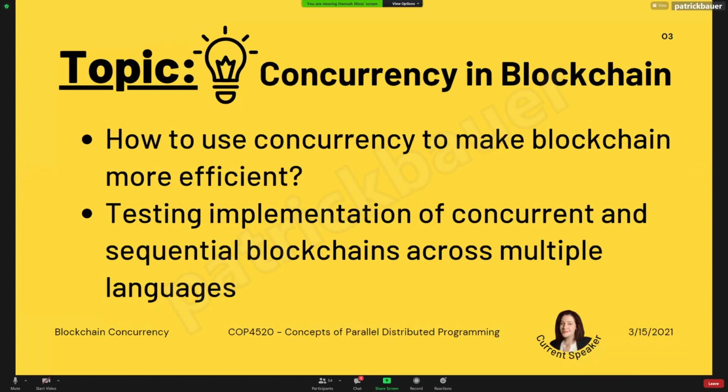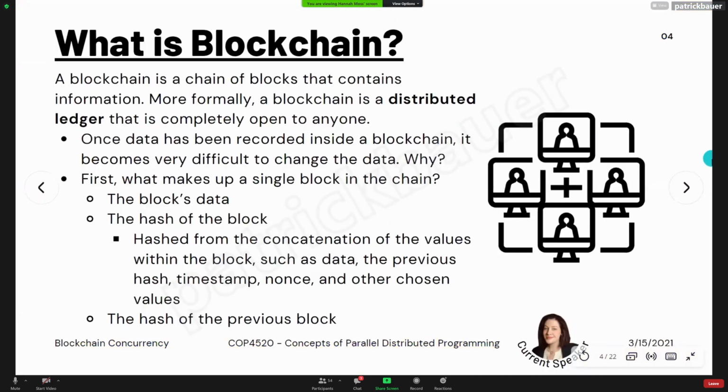So we were aiming to discover how to use concurrency to make blockchain more efficient. And to do this, we wanted to test the implementation of concurrent and sequential blockchains across multiple languages. So first, let's go into some background on what exactly blockchain is.